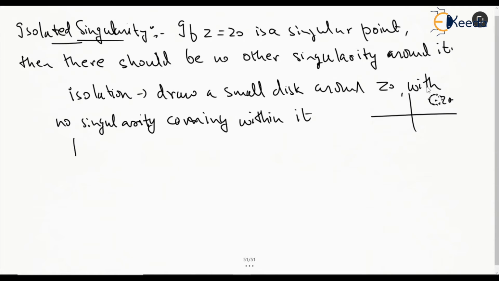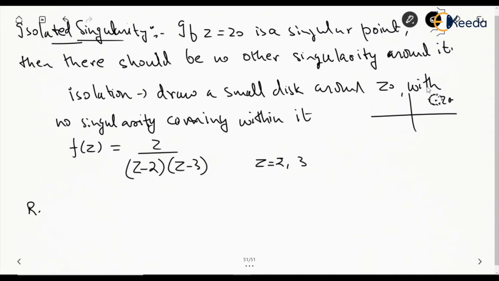For example, if we have the function z by (z minus 2) into (z minus 3), then we'll say that z equal to 2 and 3 are isolated singularities. Why? Because we can see that 2 and 3 are very far apart and it is very much possible to draw a small disk around 2 or 3, any of them.